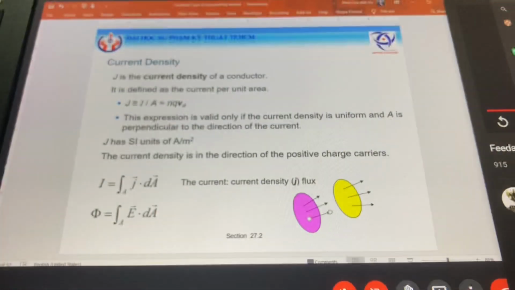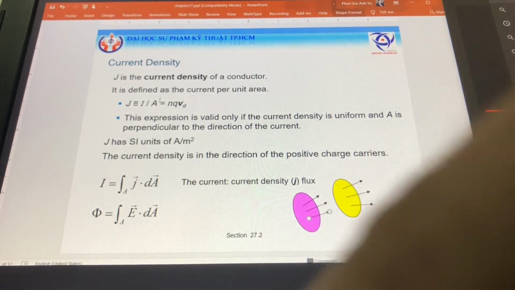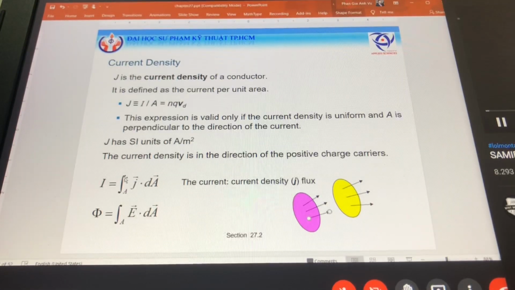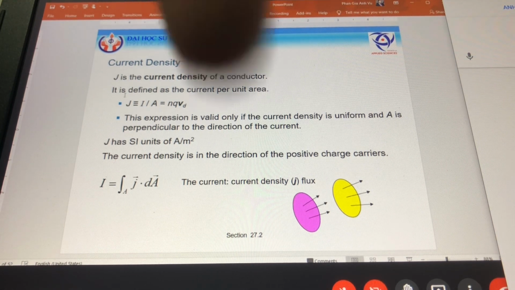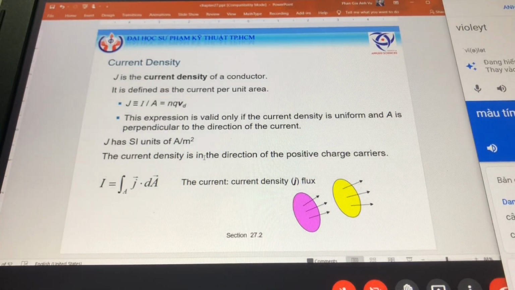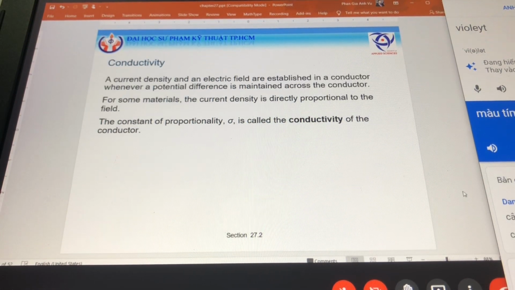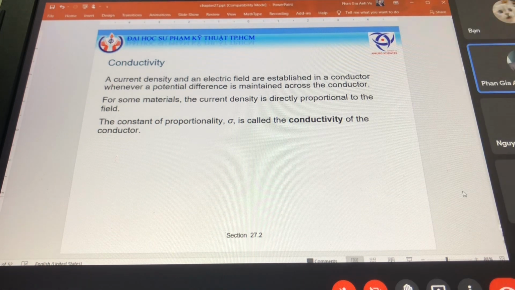Not many students can see the similarity between the two formulas here. So I will erase that one. So whenever you have I or J, you can convert them, right? Okay. Now let's look at the conductivity, another term.